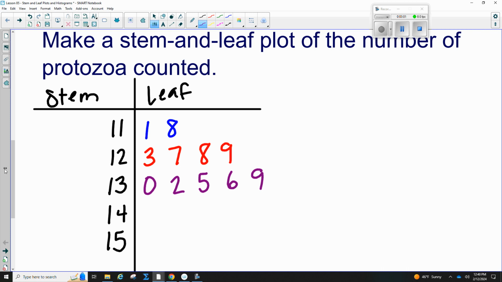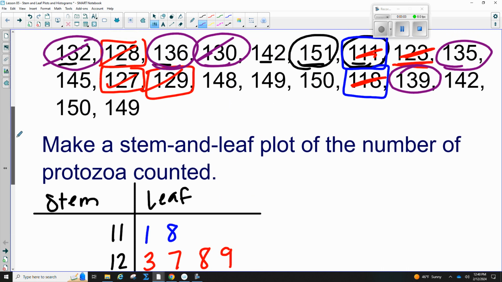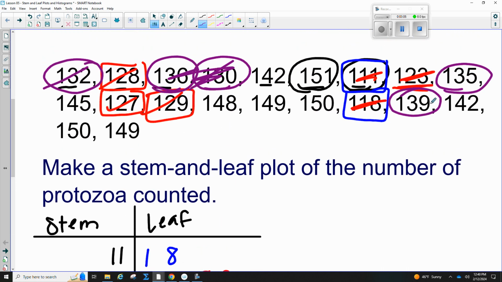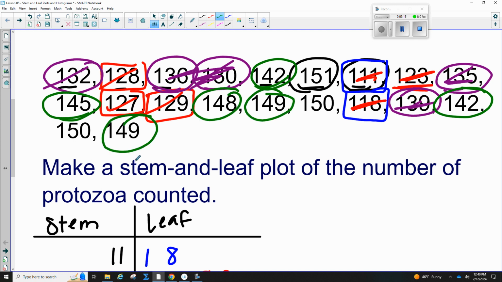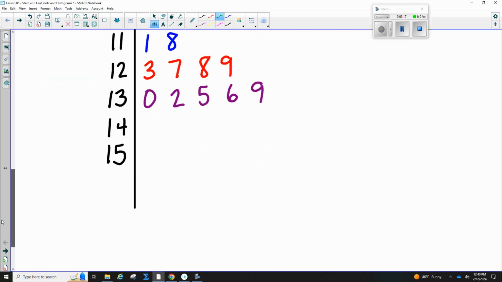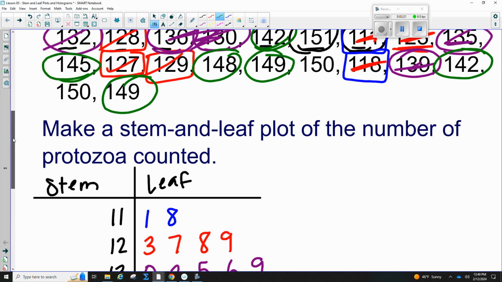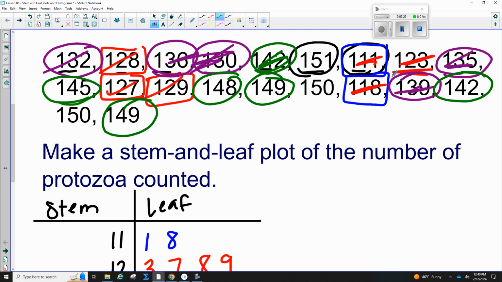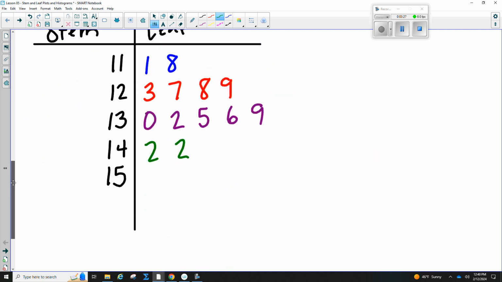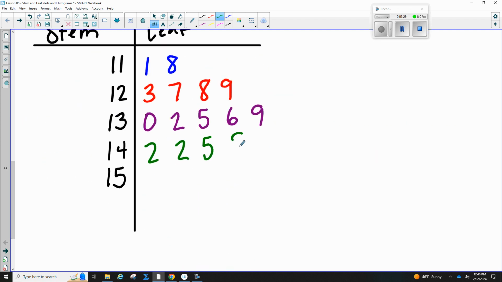All right, now we're on the 14s. Let's get another color here. 142, 142, 145, 148, 149, 149. So we've got 2 2s, so we do list those twice, 142, 142. And then I've got 45, 48, 49, 49, right? So 45, 48, 49, 49.